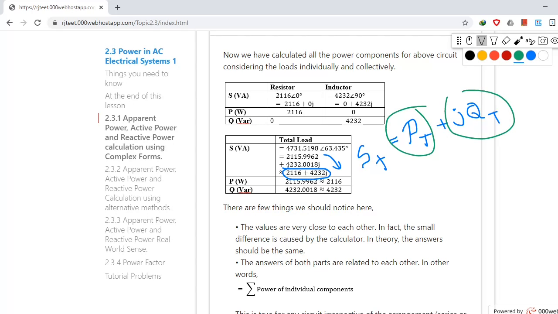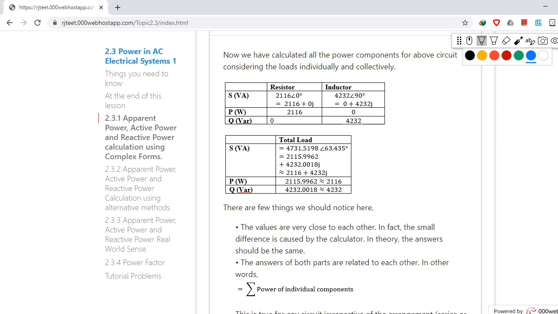So therefore, maybe in some situations you can use this knowledge. Therefore, you really don't have to know the individual apparent powers. Once you know the individual active powers and reactive powers completely, like in this case, you could simply calculate the total apparent power, which is going to be sigma P individual plus j times sigma Q individuals.